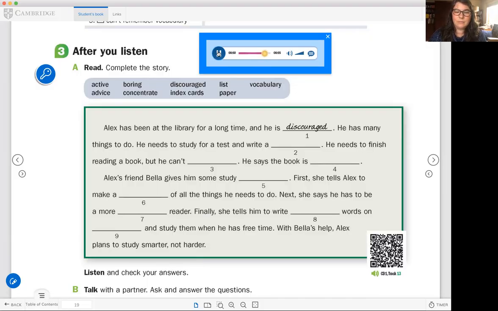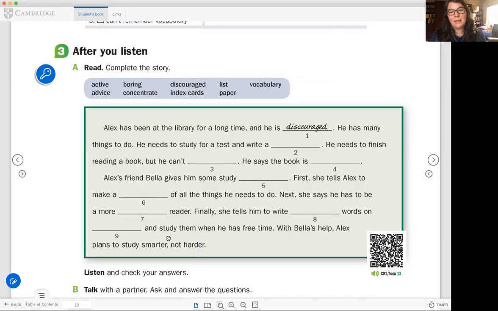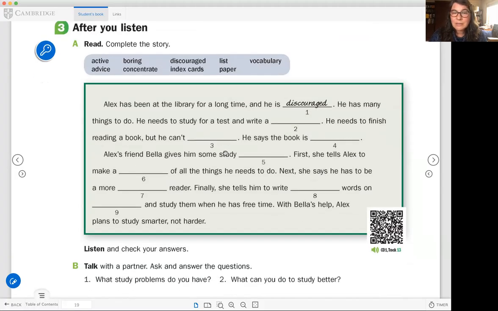With Bella's help, Alex plans to study smarter, not harder. Okay. We say this a lot. Be smarter, or work smarter, not harder. Study smarter, not harder. And it means be smart how you study and you save time. You won't waste time. Okay.